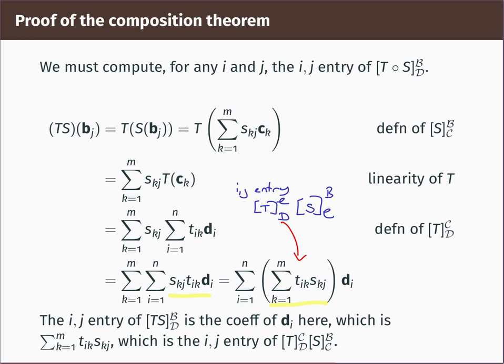Now the ij entry of the matrix of T composed with S with respect to initial basis B and final basis D is the coefficient of Di in this expression, and we've just seen that that is exactly the ij entry of the matrix product of the matrix of T with respect to initial basis C and final basis D, and the matrix of S with respect to initial basis B and final basis C. So we've completed our proof of this composition theorem.